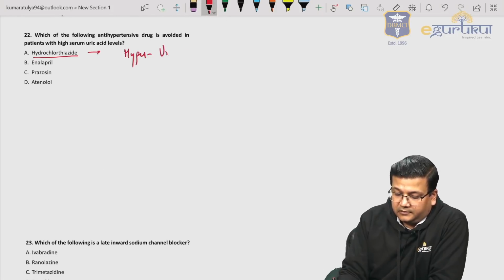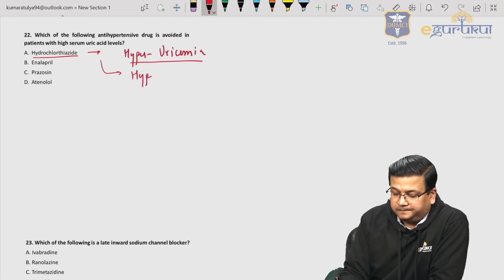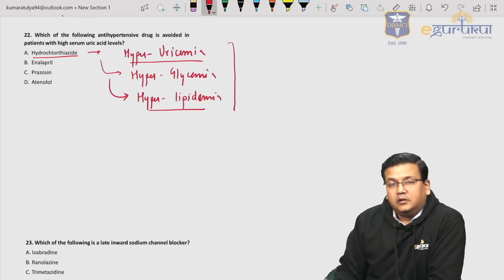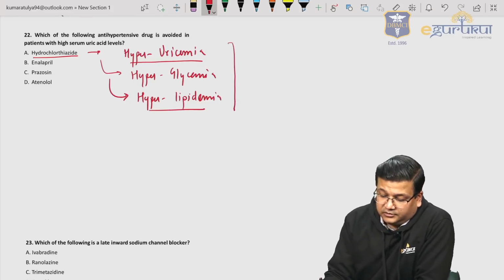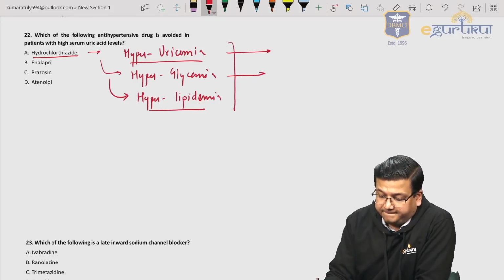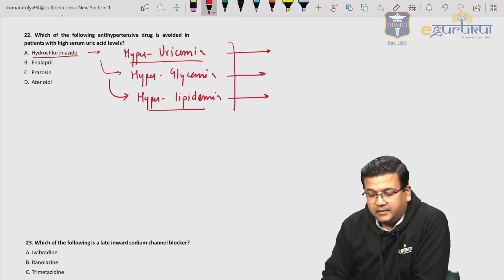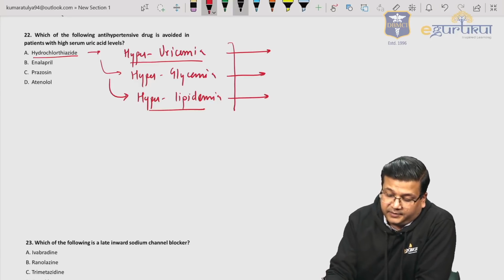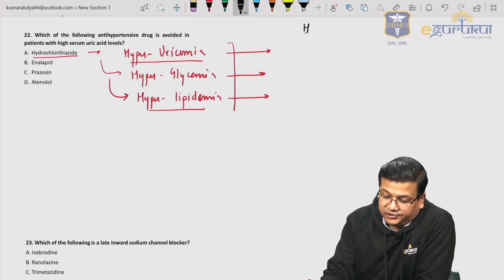They cause hyperuricemia. They also cause hyperglycemia, and they also cause hyperlipidemia. So these drugs should be avoided. They are not contraindicated. They should be better avoided in patients who have hypertension.